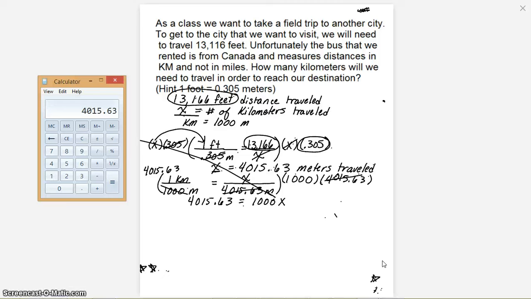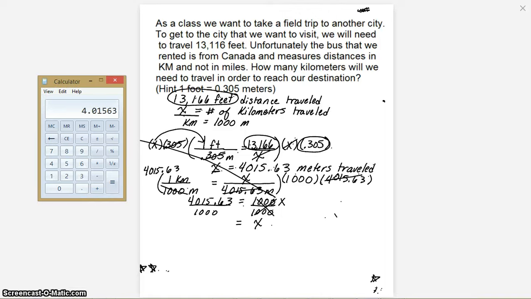Now to get rid of the 1,000 times x, I've got to undo that multiplication by dividing and turning that into a 1. Okay, and what you do to one side, you have to do the exact same thing to the other side. So this cancels out to be 1x, which is just x, is equal to, and now I'm going to divide 4,015.63 by 1,000. So really what that is doing is just going to move the decimal 3 places to the left. So you can do that in your head. You can do it on the calculator.